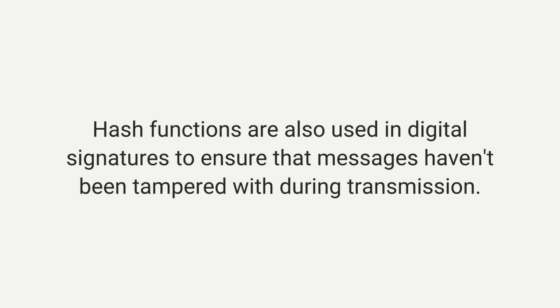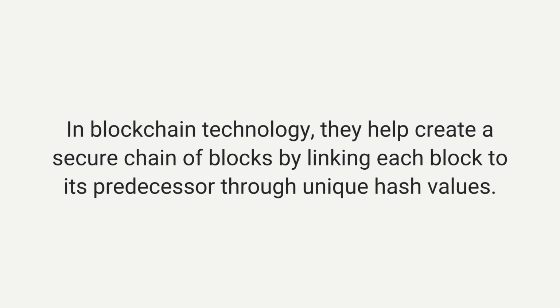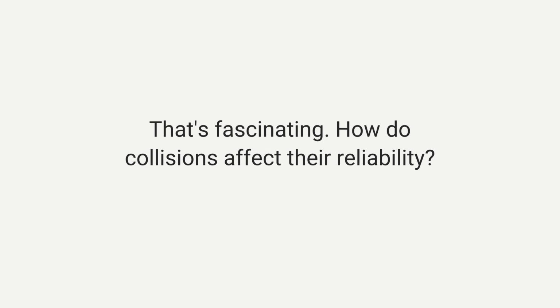Hash functions are also used in digital signatures to ensure that messages haven't been tampered with during transmission. In blockchain technology, they help create a secure chain of blocks by linking each block to its predecessor through unique hash values. That's fascinating. How do collisions affect their reliability?